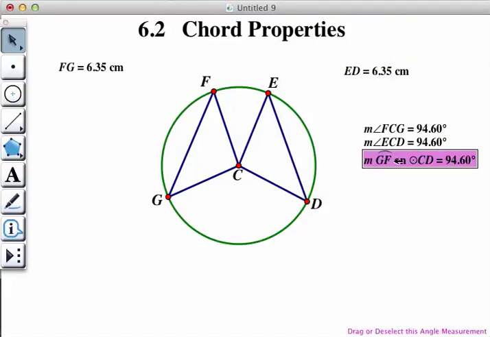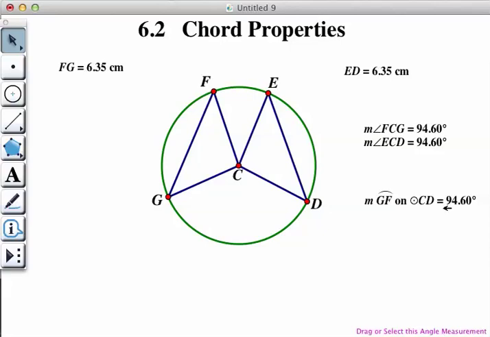First, let's measure arc GF. Well, if that's 94.6 degrees, why would that be 94.6 degrees? I think it makes sense because we learned that an arc's measure is equal to the measure of the central angle that intercepts it. So if I know that the measure of angle FCG is 94.6, then I know that the measure of arc GF is 94.6 degrees as well.